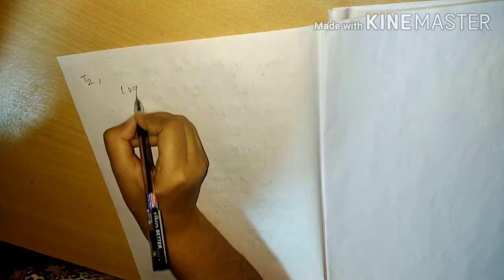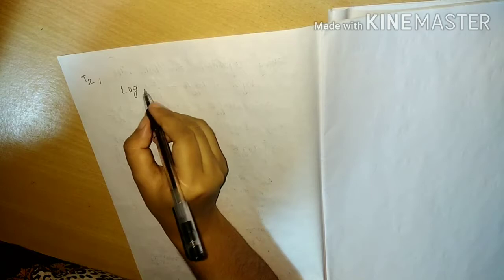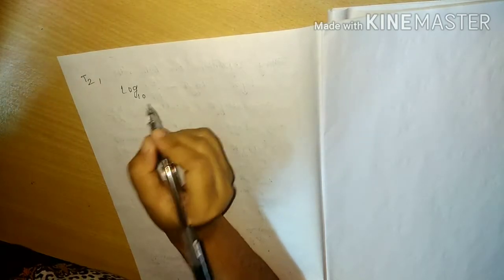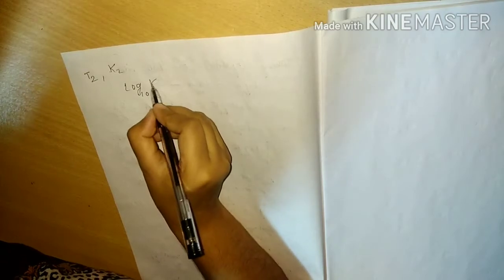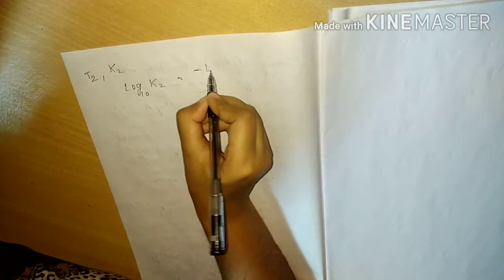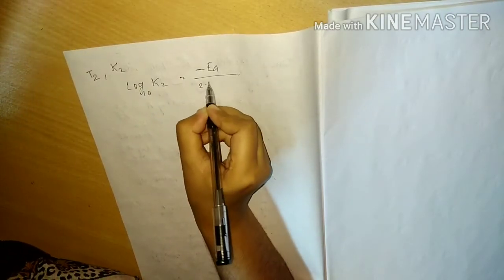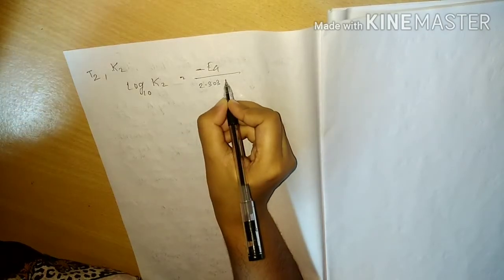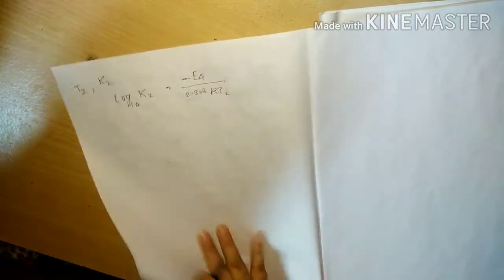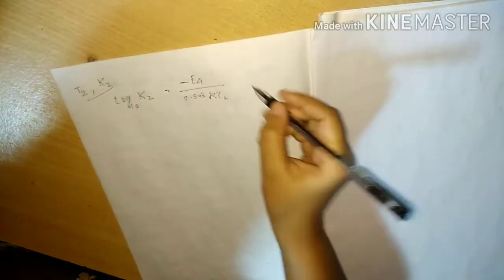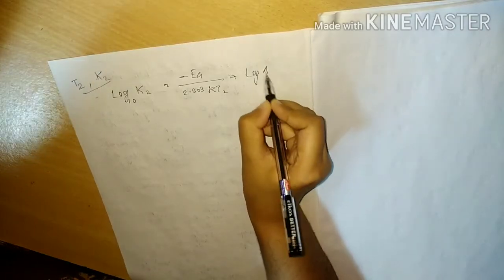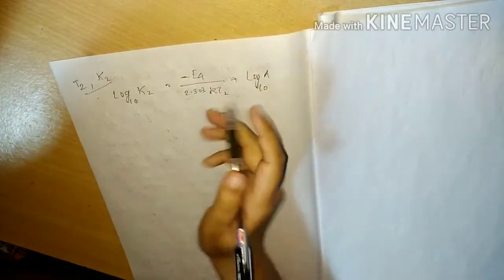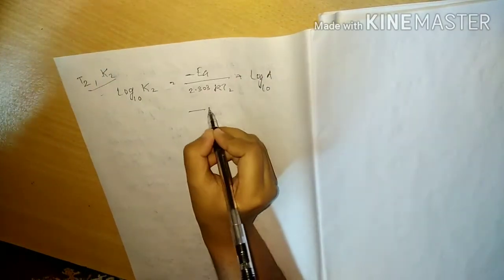we will get log base 10 K2. Two temperatures, and at the same time two rate constants. So log K2 is equal to minus EA by 2.303 RT2 plus log of A base 10, at temperature T2 and rate constant K2. This is a constant, so we will not change it. This is equation number 2.